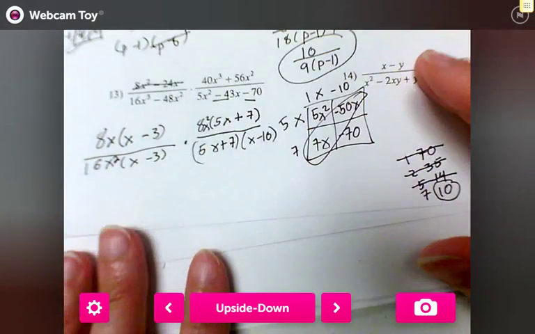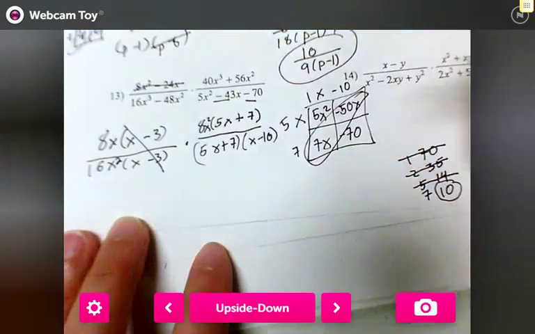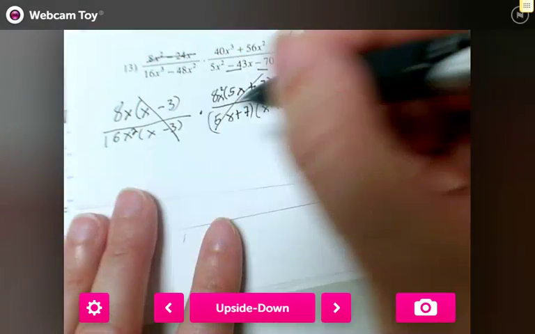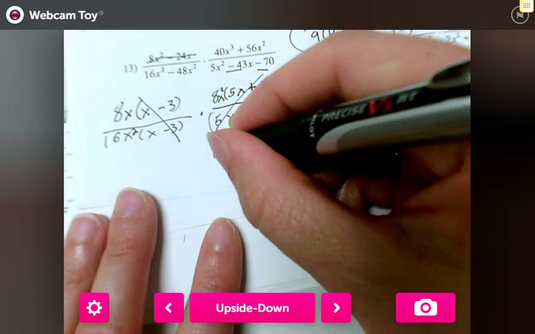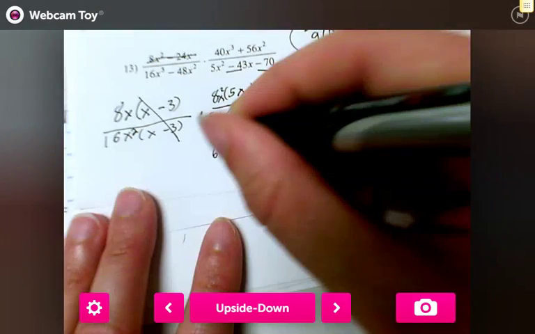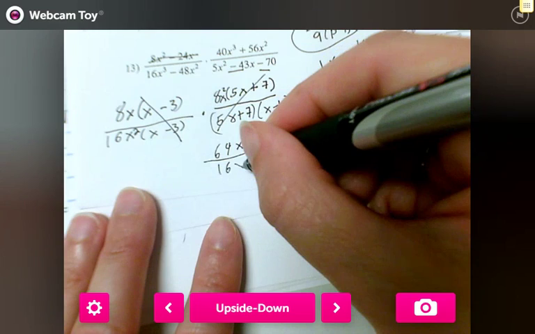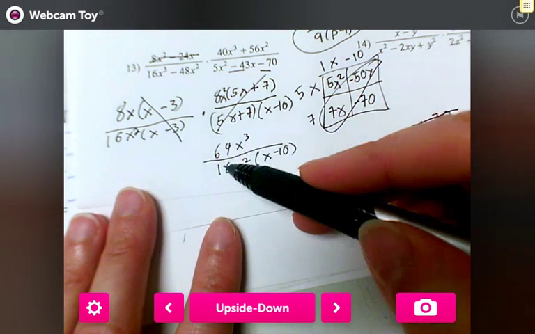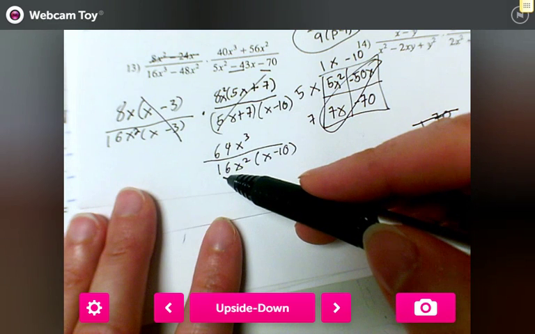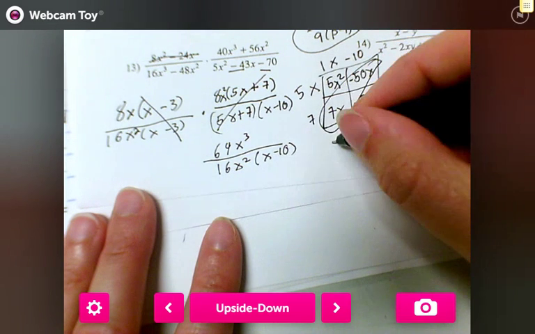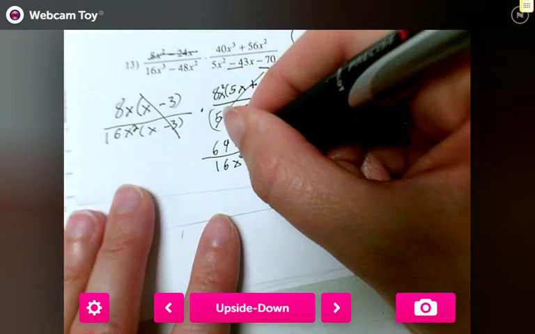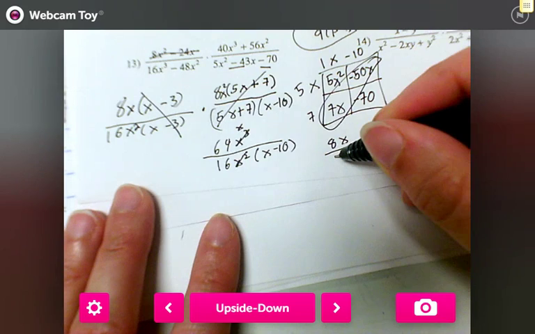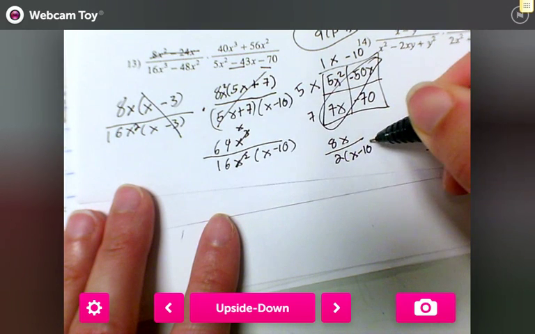So let's cancel things out. x minus 3 and x minus 3 cancel out. 5x cancels out. So I'm left with 8 times 8, which is 64x cubed, over 16x squared times x minus 10. Now, can I reduce this? What goes into both 64 and 16 evenly? 8. So I'm left with 8x, because these cancel, right? This is gone. I'm just left with 1x. 8x over 2 times x minus 10 is my final answer.